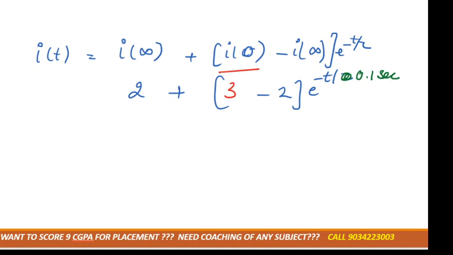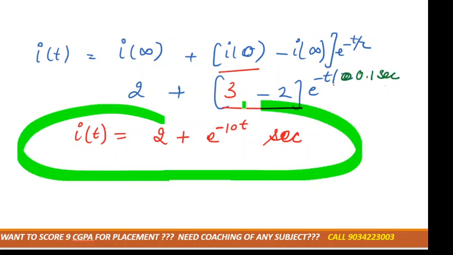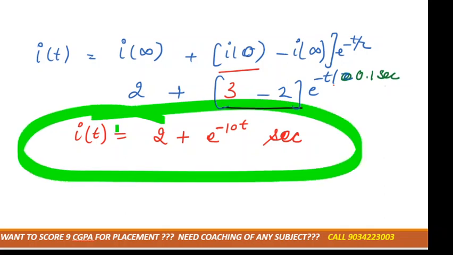So if we solve it, we'll get I of t would be equal to 2 plus 3 minus 2 is 1, e raised to power minus t by 0.1 is minus 10 t second, right? So this is our final answer for this.